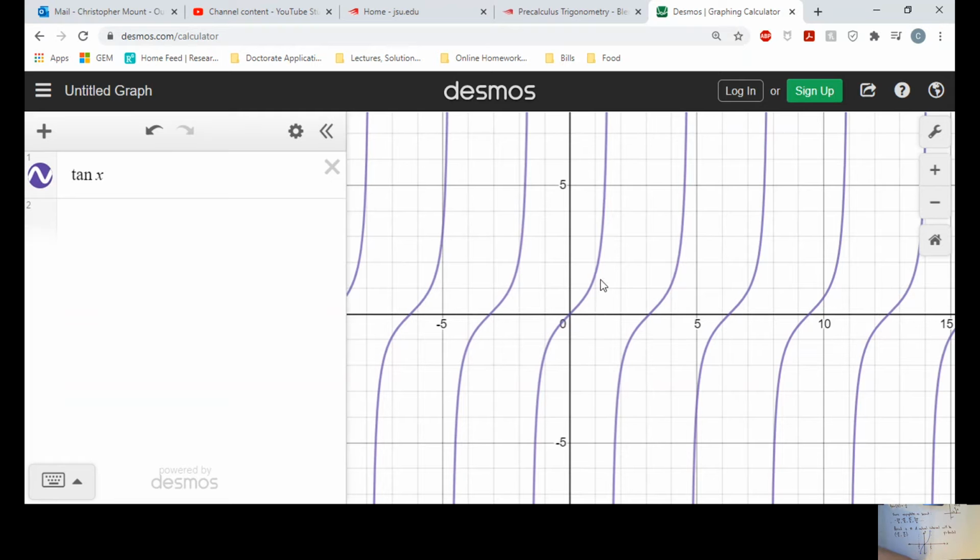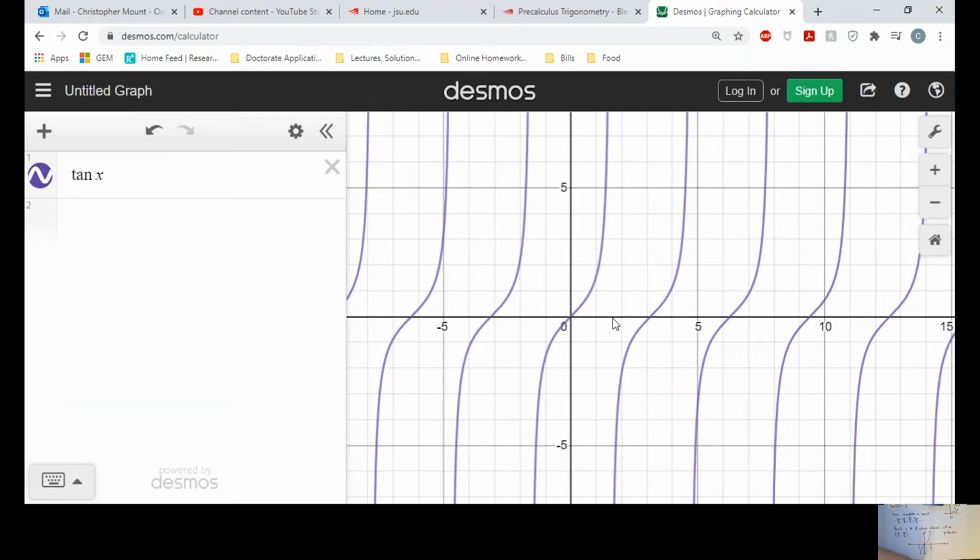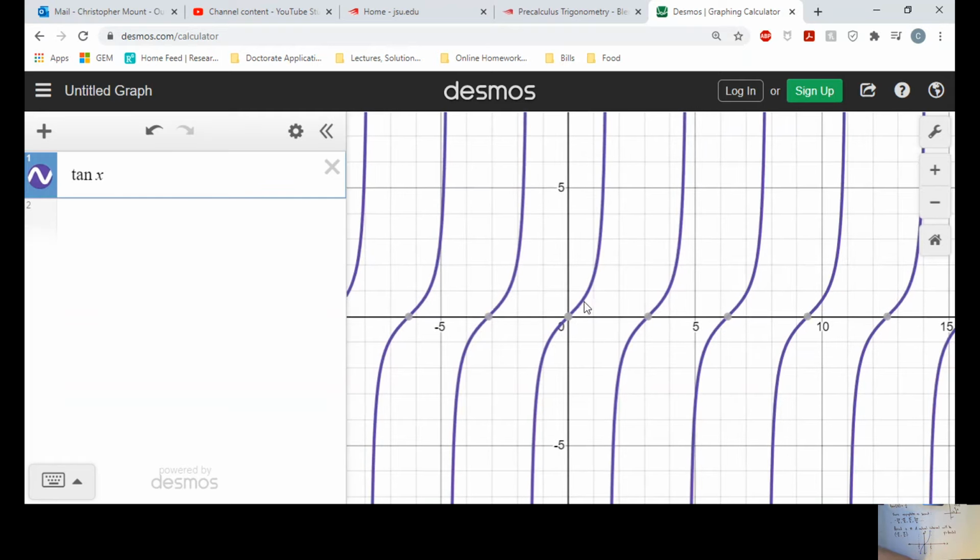Where's 0? There it is right there. Yep, so we see these asymptotes happening as we try to let x get closer and closer to pi on 2. By the way, what is pi divided by 2? It's like 1.57, right?